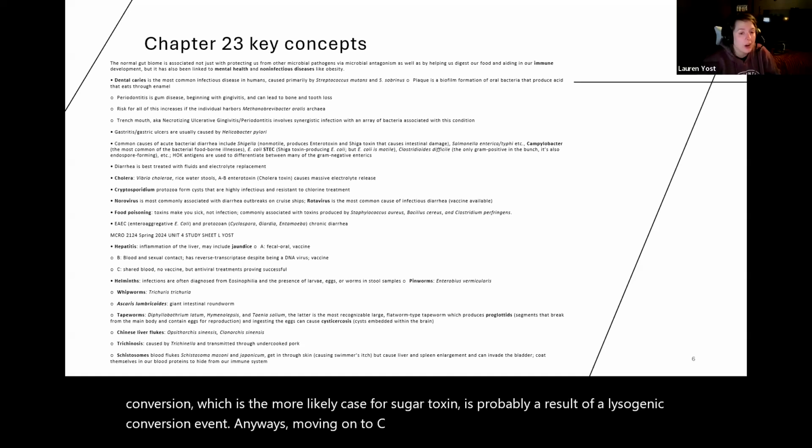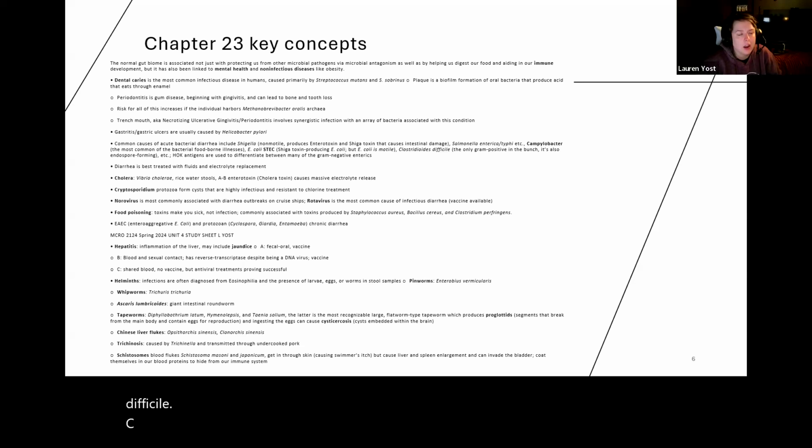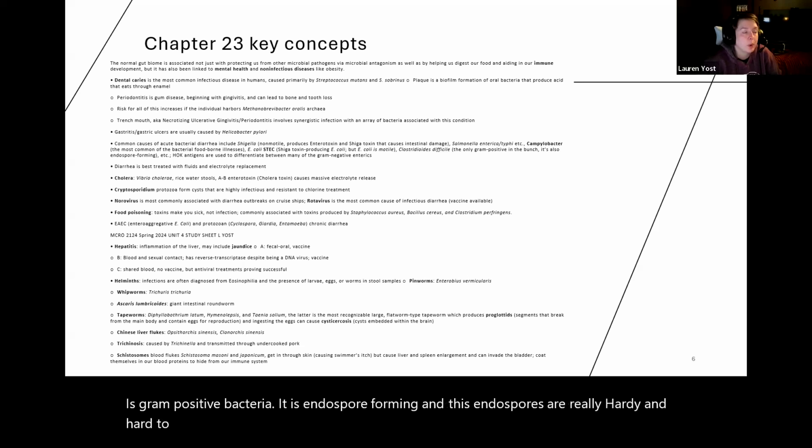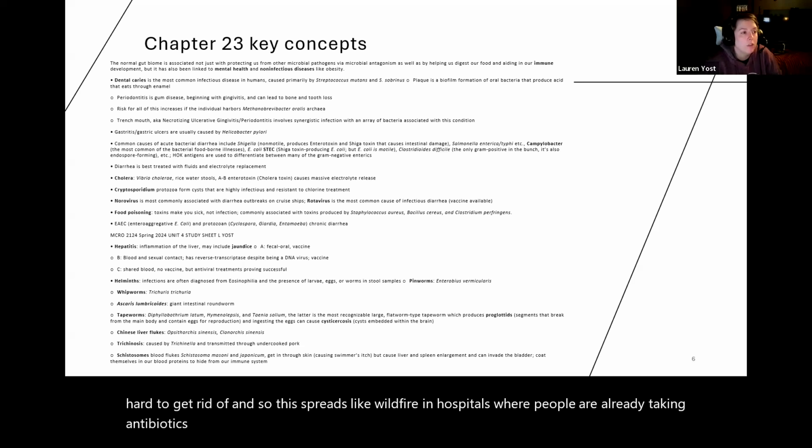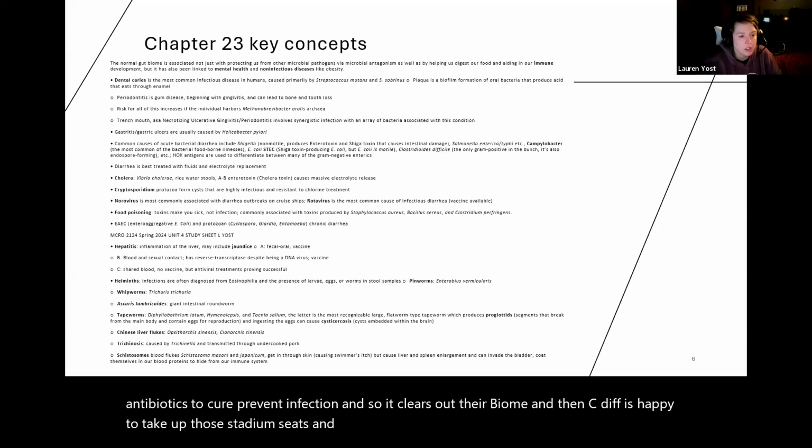diff. Clostridioides difficile, used to be Clostridium difficile. C. diff causes a pseudomembranous colitis. It is gram-positive bacteria. It is endospore forming, and those endospores are really hardy and hard to get rid of. And so this spreads like wildfire in hospitals where people are already taking antibiotics to cure or prevent infection. And so it clears out their biome, and then C. diff is happy to take up those stadium seats and overgrow and cause its effects.